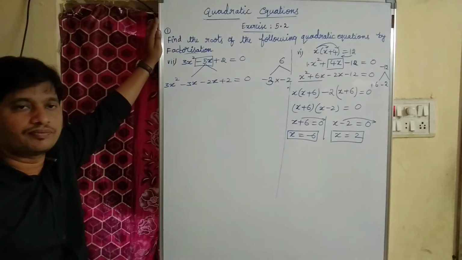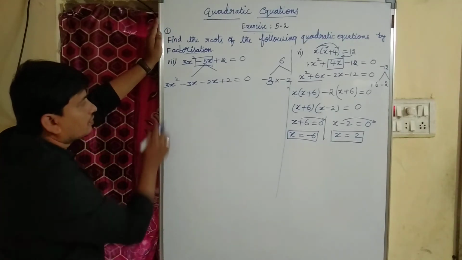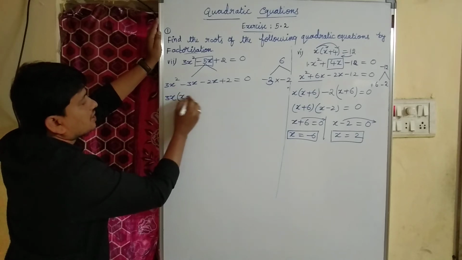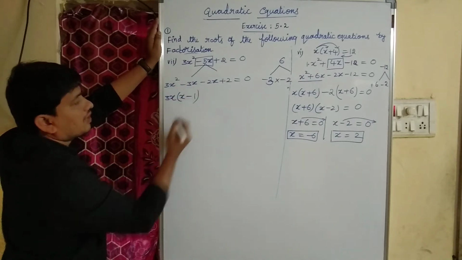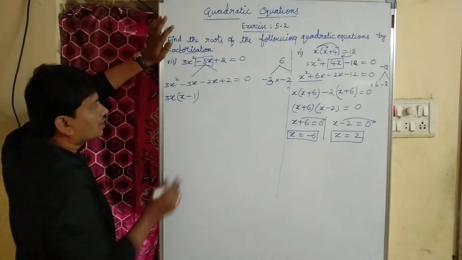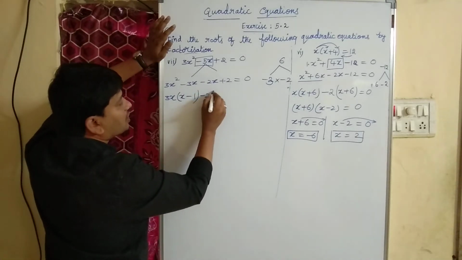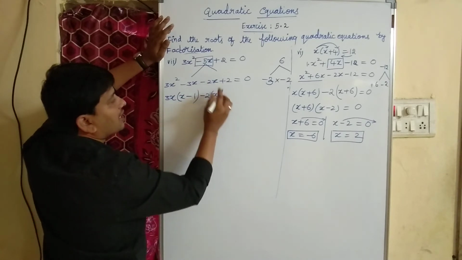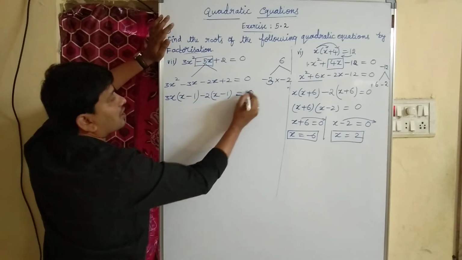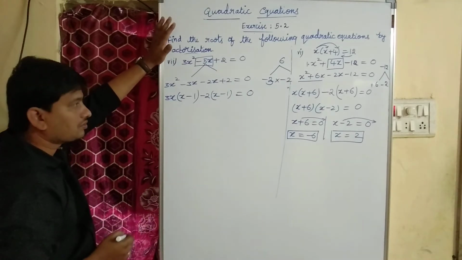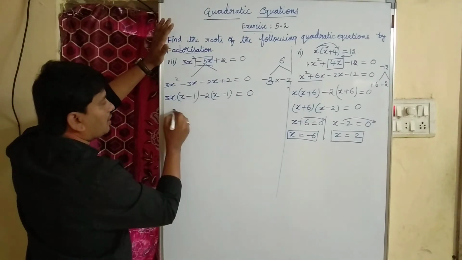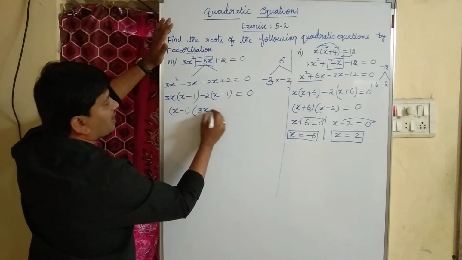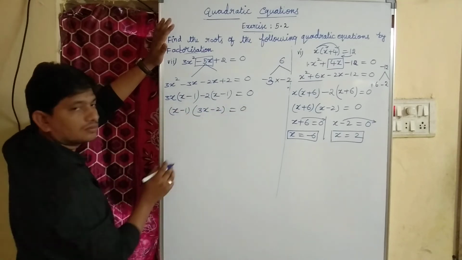Now you will get, okay children. From these two terms, I can take 3x as common. 3x into x, 3x square. 3x into 1, 3x. Now from these two terms, I can take minus 2 as common. Minus 2 into x, minus 2x. Minus into minus is plus, 2 equal to 0. Now what we can take common? I can take x minus 1 as common, I have 3x minus 2 equal to 0.